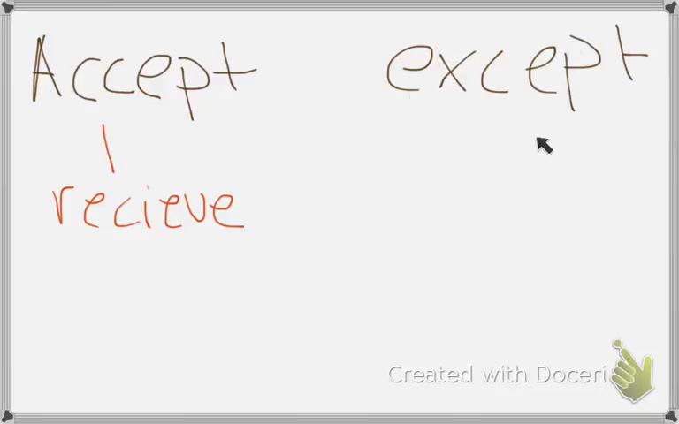Except, this one right here, is usually a preposition or conjunction meaning but, for, or other than. When it is used as a verb, it means leave out. So again, I can accept all of your suggestions except the last one. So I can't accept it, otherwise leave out. I'm sorry you accepted my last suggestion from your list. So, okay, so we got these two down.